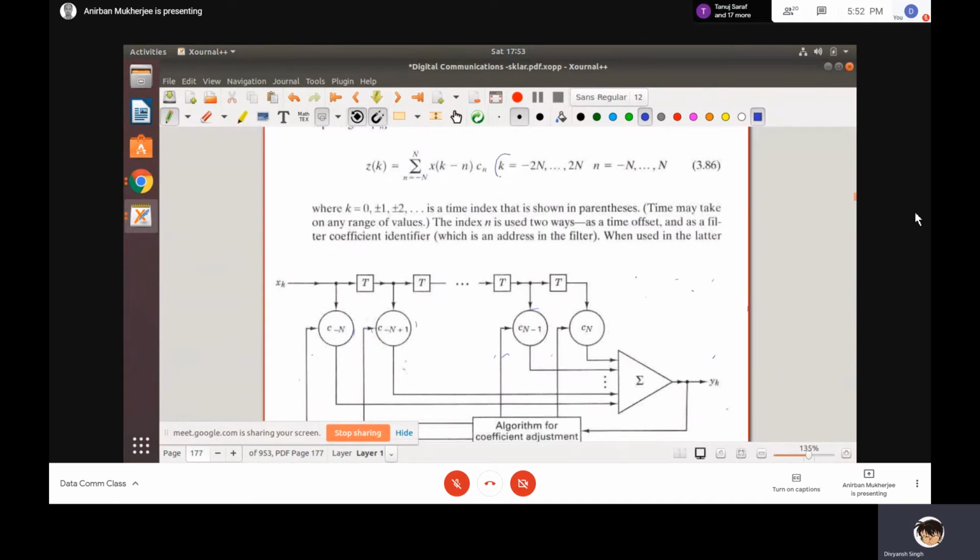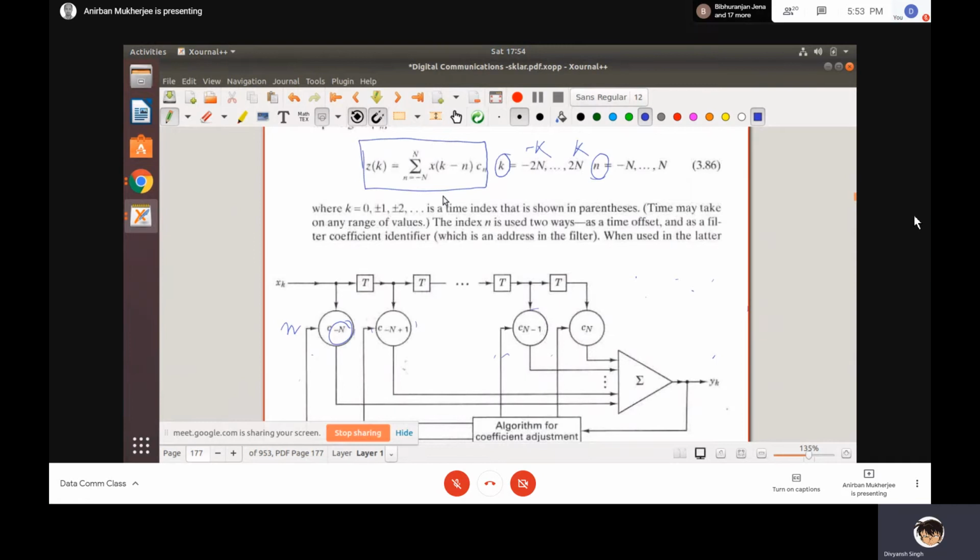Please remember, this is the time window index, and this is the tap index, minus N to plus N. This is N, and this k is minus 2N to plus 2N. You can take minus 3N to plus 4N, anything. I am taking minus capital K to plus something. It doesn't matter. So what will happen in that case? You have this equation quite known to you. If I write it in this way, instead of z you write y.